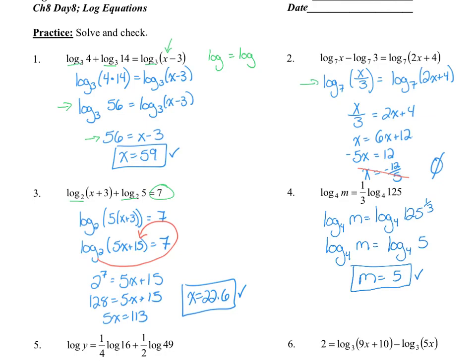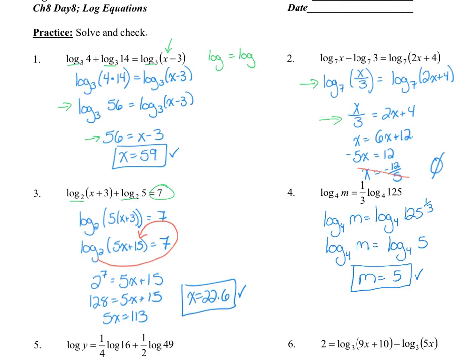Now that we're at this step and we have one log on one side and one log on the other, we can ignore the logs, just set the arguments equal to one another. So that's where the x minus x over 3 is equal to 2x plus 4 comes from. And we're going to solve for x. Now, when you solve for x, you get negative 12 over 5.